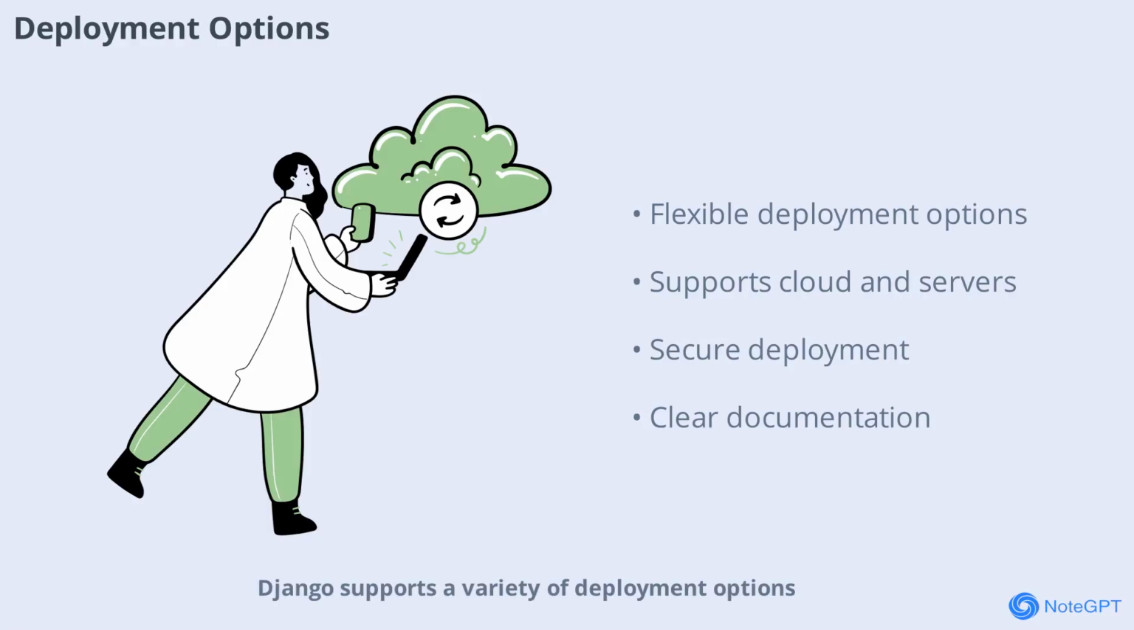Django supports a variety of deployment options, from traditional servers to cloud platforms. Its flexibility allows you to choose the best hosting solution for your needs, whether you're running a small blog or a large-scale enterprise site. Django's documentation provides clear guidance for deploying your application securely and efficiently.